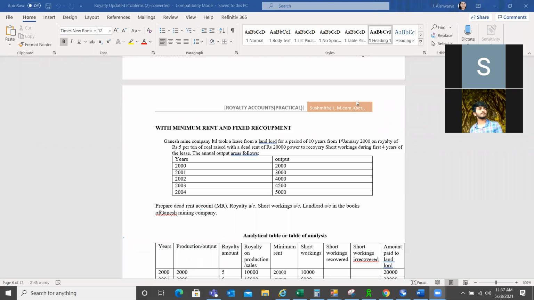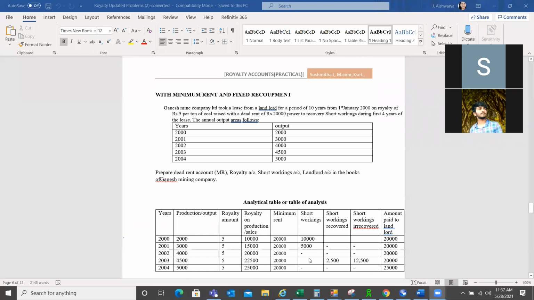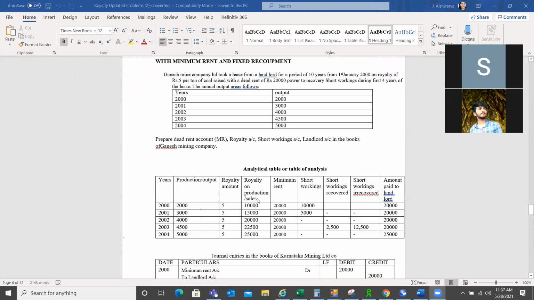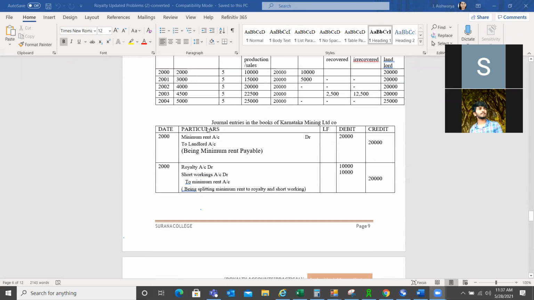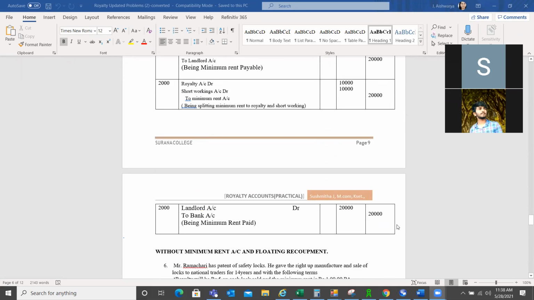So prepare dead rent account, royalty account, short workings account, landlord account in the books of Ganesh Mining Company. That was a question that we have done, and we have also prepared this analytical table. Along with the analytical table, we have also completed the journal entries. That is only 3 journal entries we have completed. So next we're going to move on.